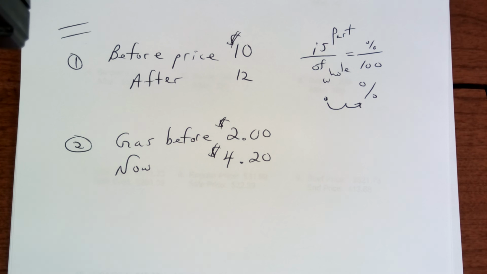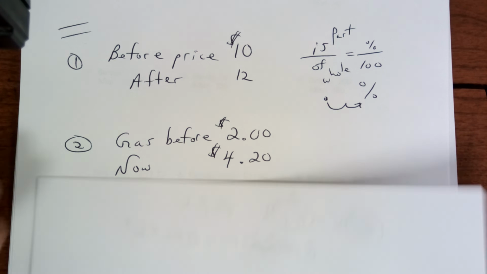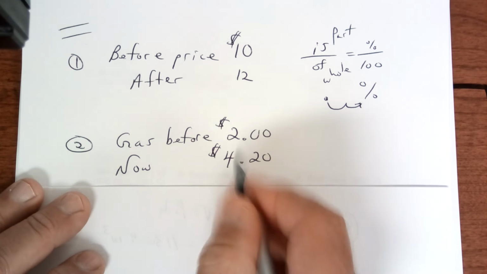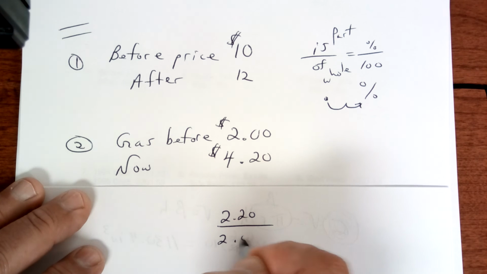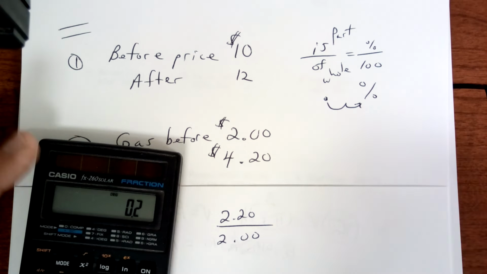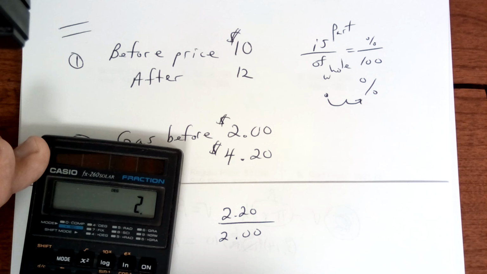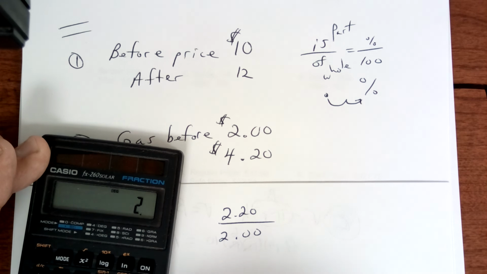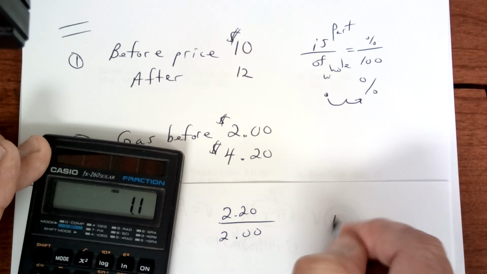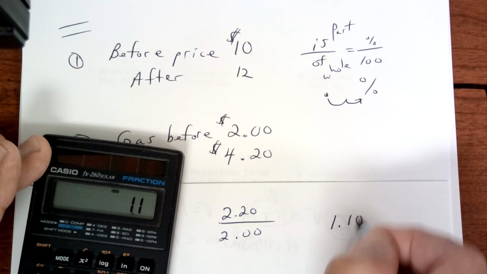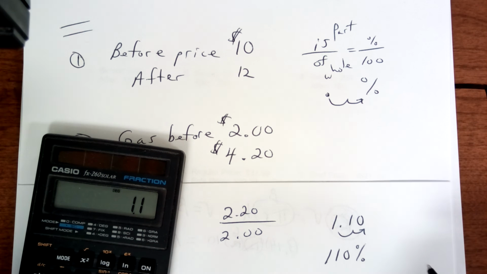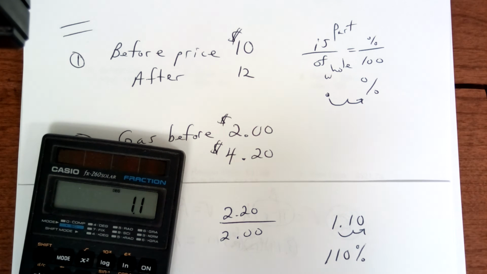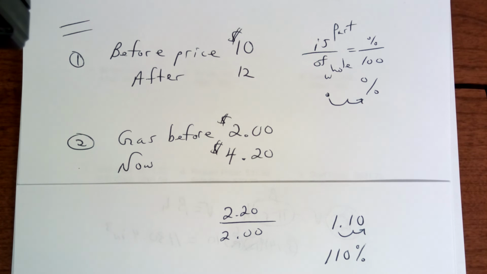This one right here, gas used to be $2. The difference is $2.20. The original price is $2. And when you divide 2.2 divided by 2, I get 1. That's 110% increase in gas. In 15 months.